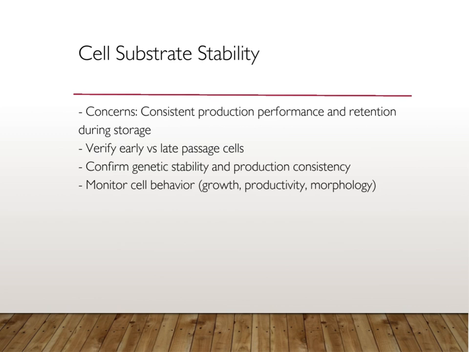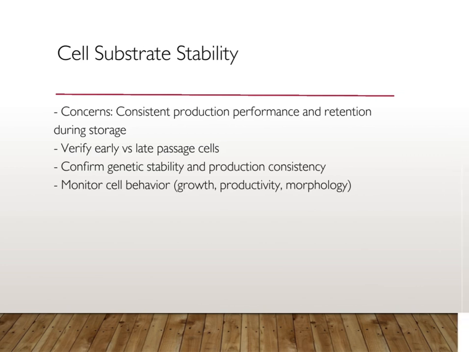Stability testing ensures the cell substrate remains consistent across its lifespan and storage. Two aspects. During cultivation, test cells from early and late passages to ensure they produce the same product and retain genetic integrity. During storage, demonstrate that frozen cells maintain viability and performance after thawing. For recombinant DNA systems, you'll also confirm that the inserted genetic sequence hasn't changed over time.